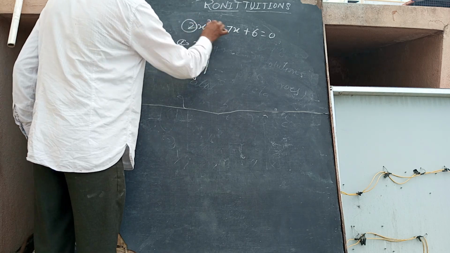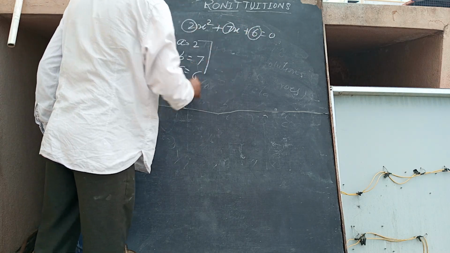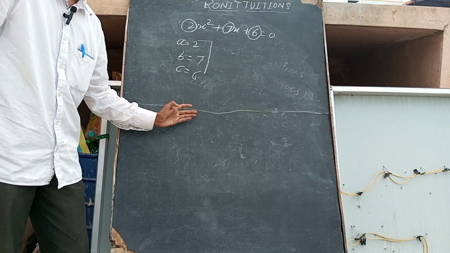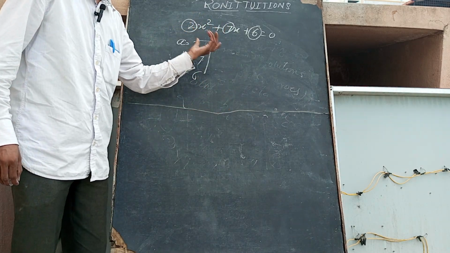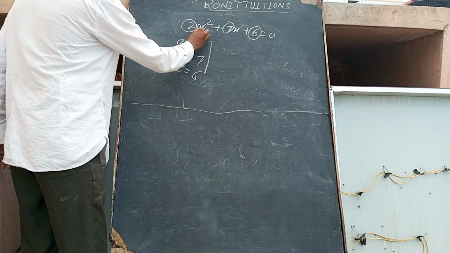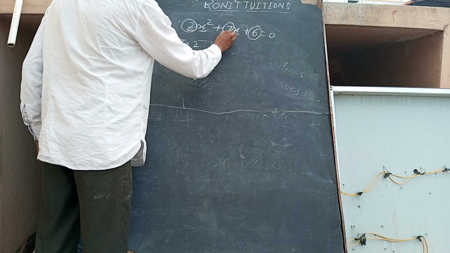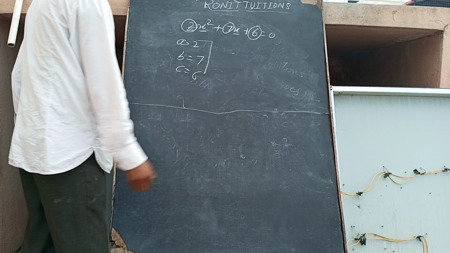What are the written numbers? Coefficients. Coefficients are written behalf of a, b, c. Those are called the values of a, b, c, the coefficients or constant. So here the coefficient of x square is what? 2. Coefficient of x is what? 7. And c value is 6 here.